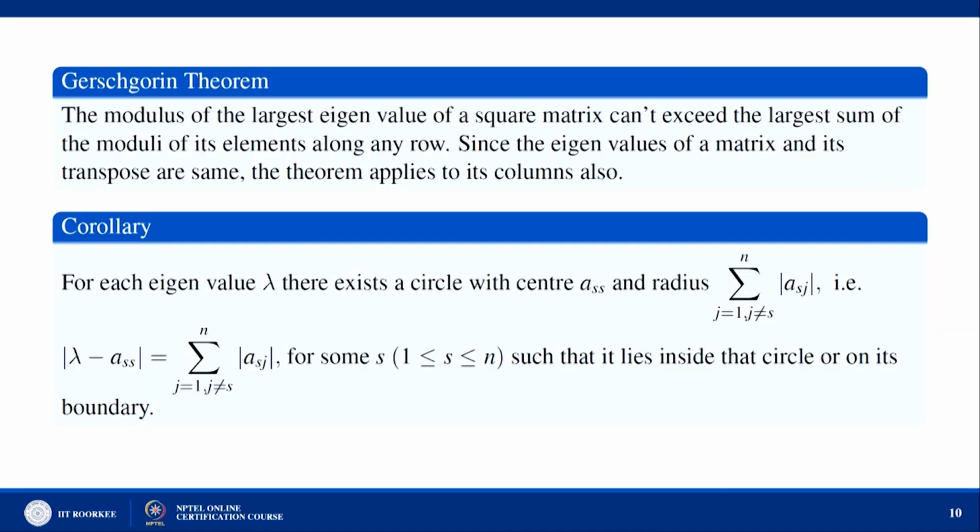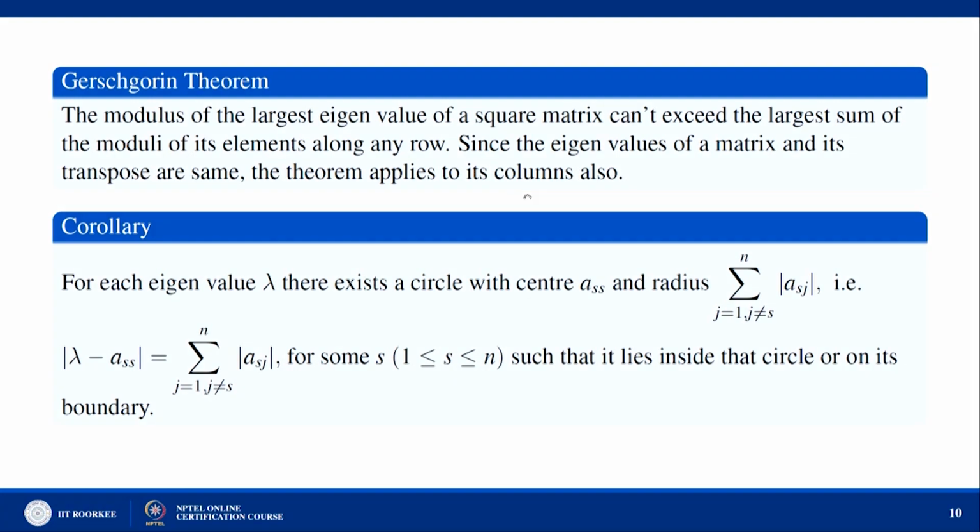Now, next is the Gershgorin theorem. What does it state? Let us see. The modulus of the largest eigenvalue of a square matrix: if you want to see the range of the modulus of the largest eigenvalue of a matrix, then by this theorem we can find it. The modulus of the largest eigenvalue of a square matrix cannot exceed the largest sum of the moduli of its elements along any row. Since the eigenvalues of a matrix and its transpose are the same, the theorem is also applicable to columns.